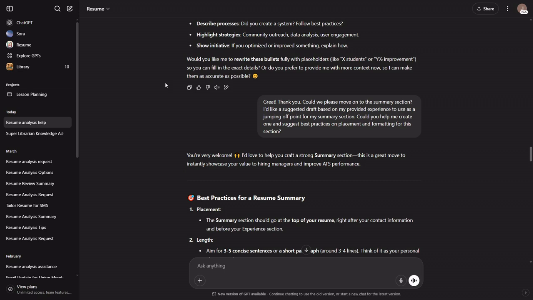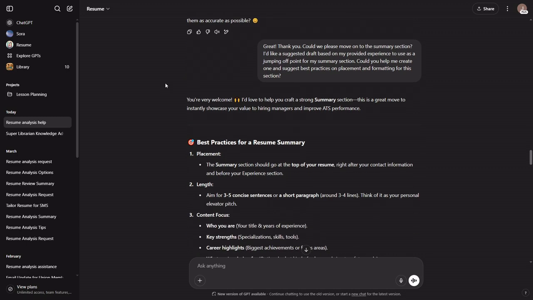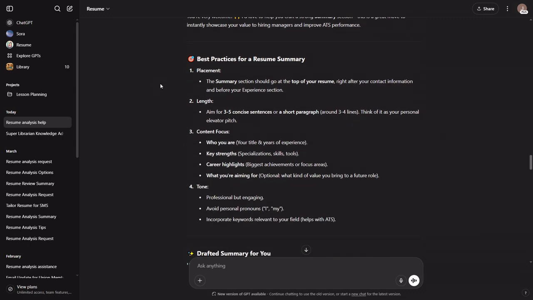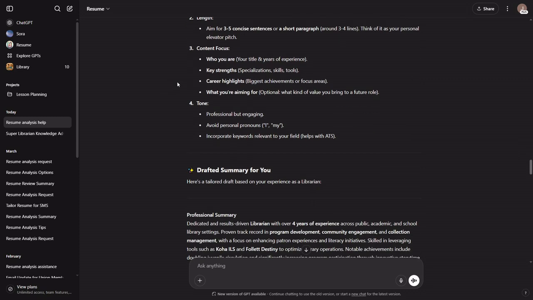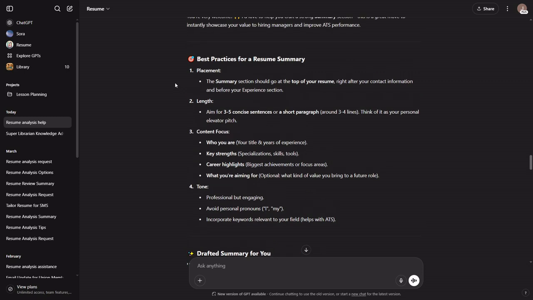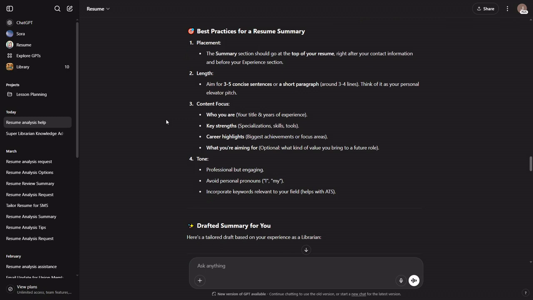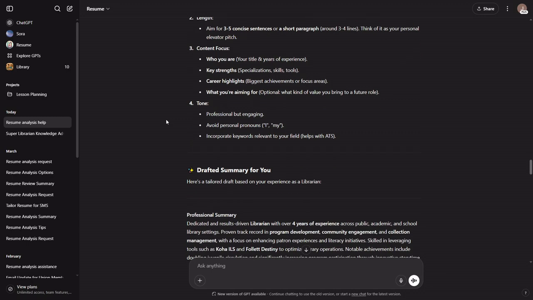And I think a lot of times it has a way of phrasing things or placing things in context that you might not have yourself. So I asked, could you help me, and maybe also suggest best practices on placement and formatting for the summary section. It was great in this regard. It definitely gave me some best practices here. This is something you'll want to take into consideration for yourself. And I thought all of this did fall within what I would consider to be best practices at the moment for resume writing and reviewing.